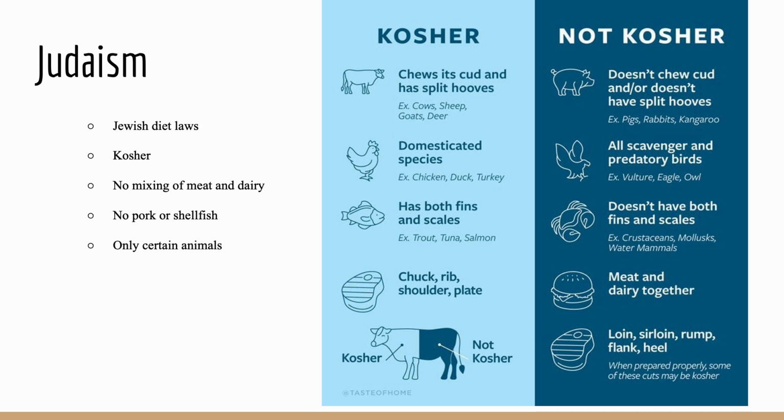Kosher refers to food that complies with Jewish diet laws, such as mammals must have split hooves and chew cud. For example, cows and sheep. Fish must have fins and scales, such as salmon and trout. A core rule of kosher is the separation of meat and dairy. Kosher meals will either be dairy-based or meat-based, but never a mix.